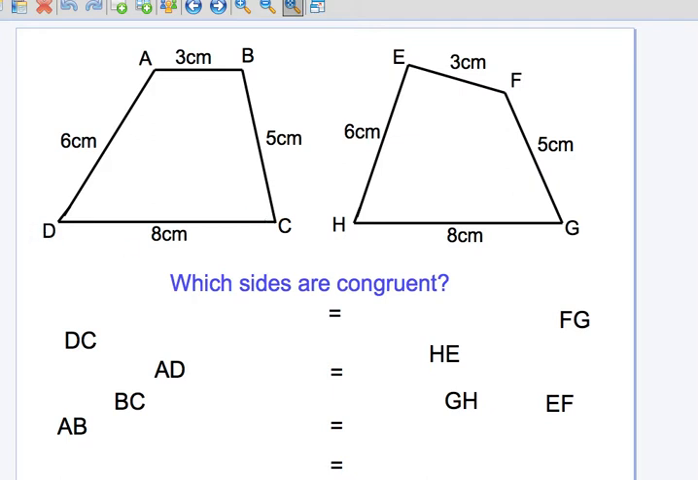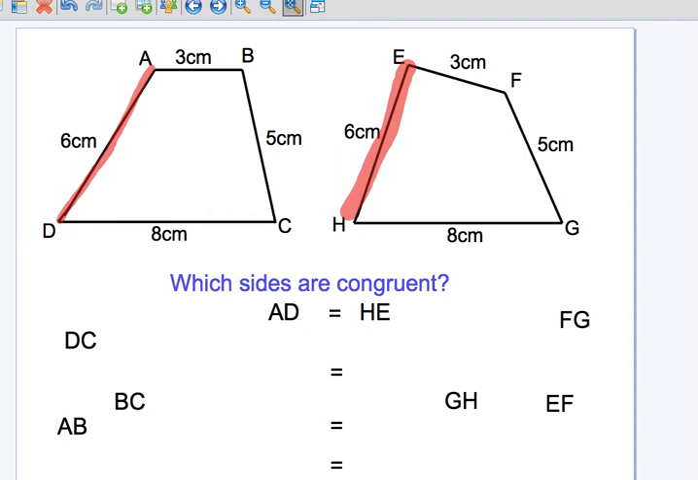So if I start off over here on the left hand side and I go line AD, and I see that it's 6 centimeters, all I have to do is look over on the second one and find a 6 centimeter side, and it's EH. So we can say that side AD is the same as HE. They're both exactly the same.